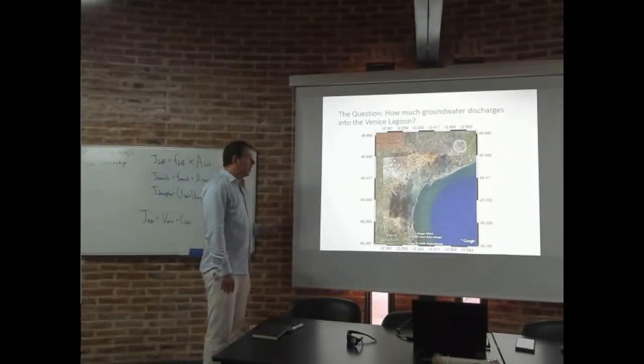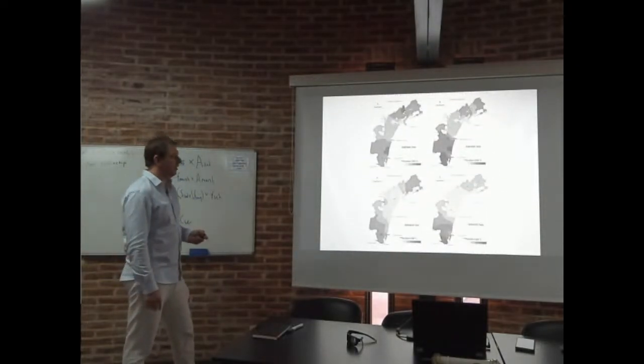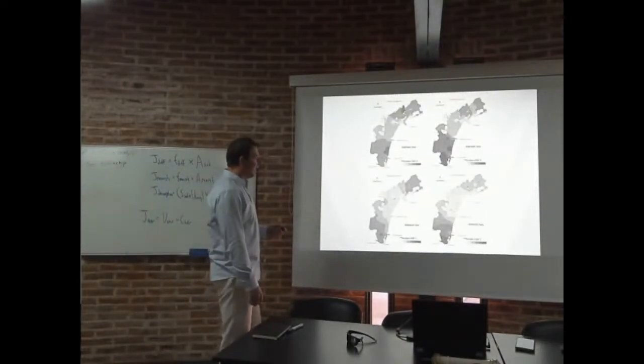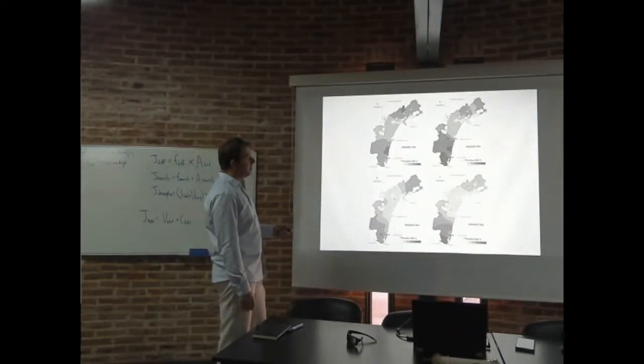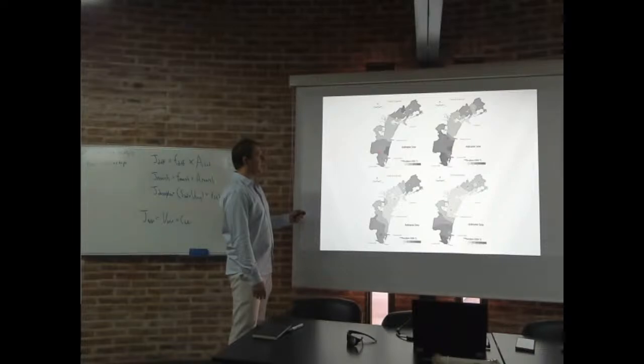So we want to figure out how much groundwater discharges into the Venice Lagoon. So we went out there and we did radium sampling one time. We did all 4 isotopes and we saw some patterns. We tended to have high radium for all 4 isotopes in the northern and high radium in the southern lagoons and lower radium in the central lagoon.